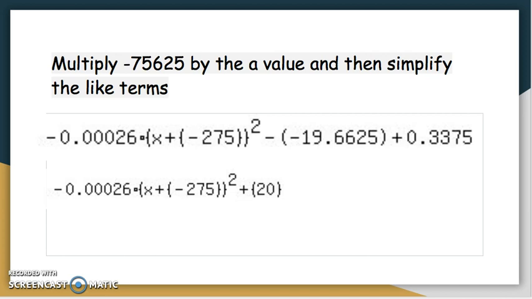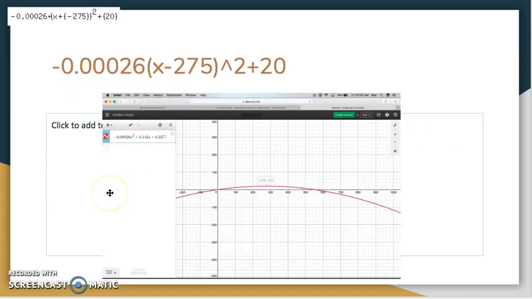Now multiply negative 75625 by the a value and then simplify the like terms. So you multiply negative 75625 by this value, and then this is how it should look like. And then you just simplify the like terms, so negative 15.125 plus 0.3375. Remember, this is negative, so it's going to be positive. Before, you already had the x minus h squared value, you already had the a value. All you were supposed to do was get the k value, and when you simplify the like terms, you also get the k value. So now you have your vertex form.